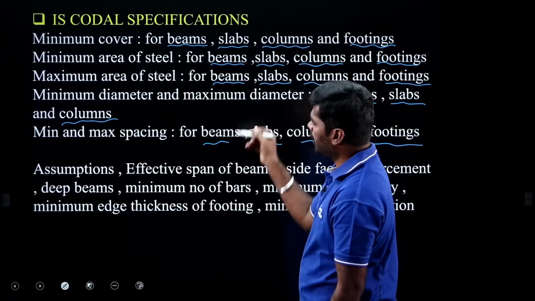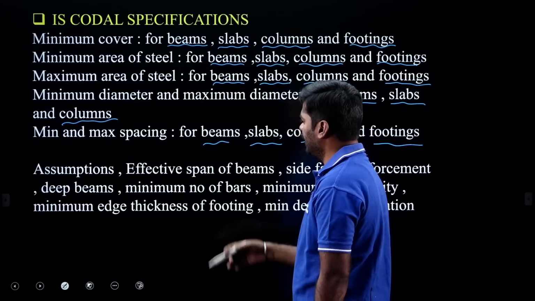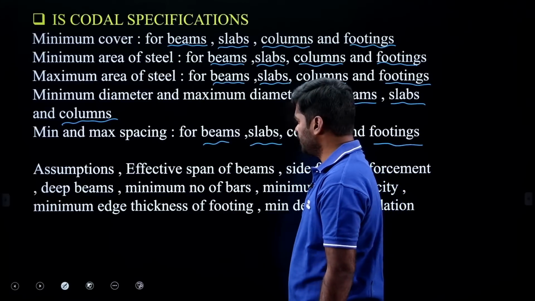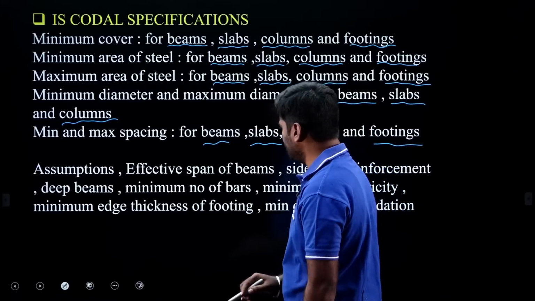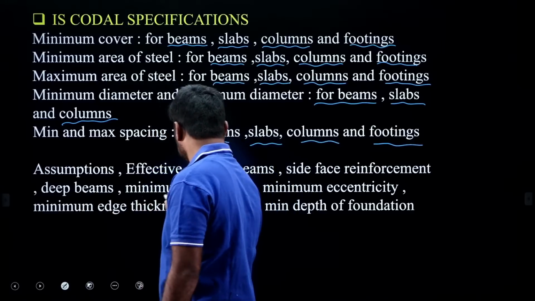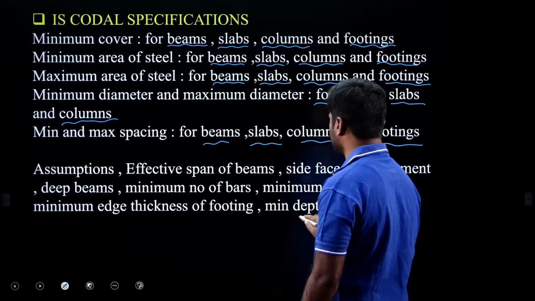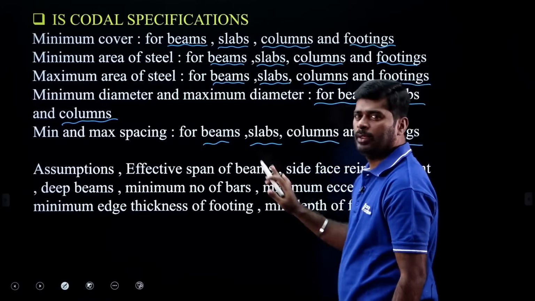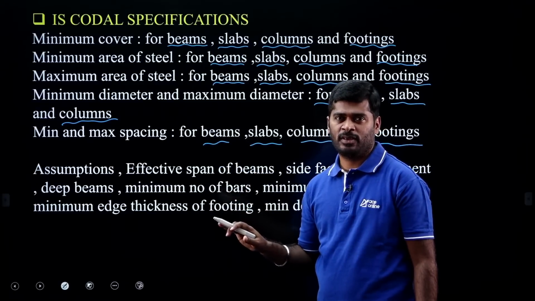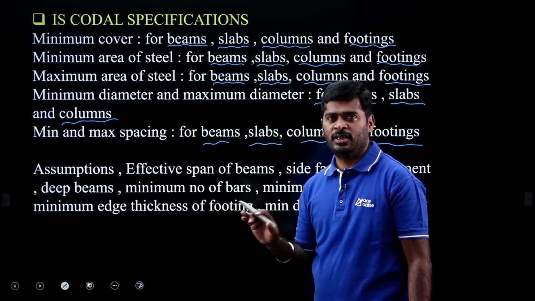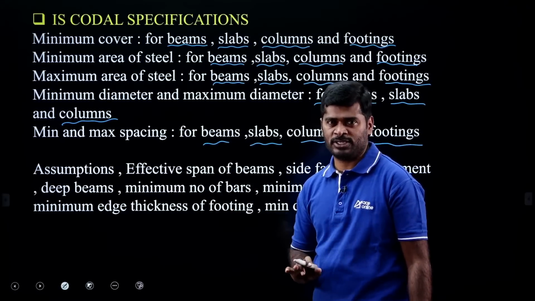Then assumptions, apart from this, under codal specifications only, assumptions under flexure as well as under compression. Then effective span of beams, side face reinforcement, deep beams, minimum number of bars, minimum eccentricity, minimum edge thickness of footing and minimum depth of foundation. My dear, these are the codal specifications, right? Main codal specifications. You will expect most of the questions from these codal specifications.